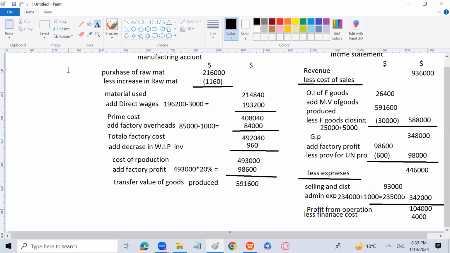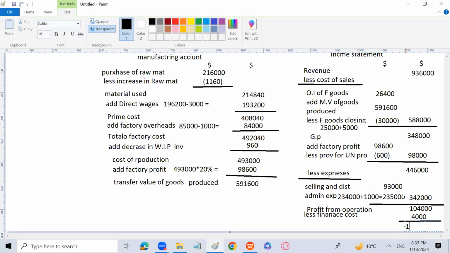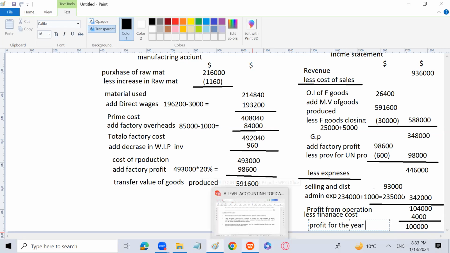And then we will subtract interest cost from the profit from operation. So you will get your profit for the year, and that will be 1 lakh. If your answer is coming to 1 lakh, it shows that your answer is 100% correct, obviously, because it is giving us a whole value. But it is not necessary that you will find a whole value in every answer. If the answer is coming in whole value, it depicts that you have done it correctly, right? So this is how we have solved this question.